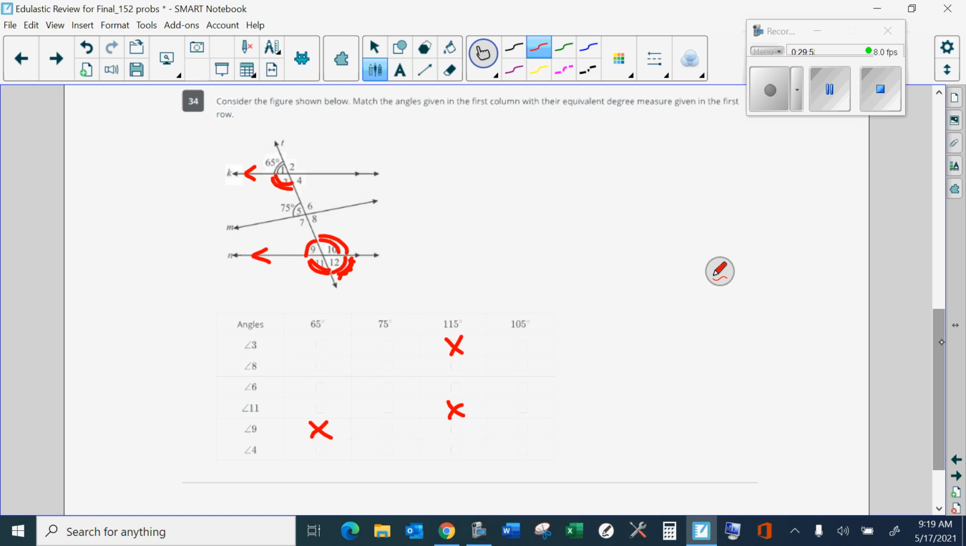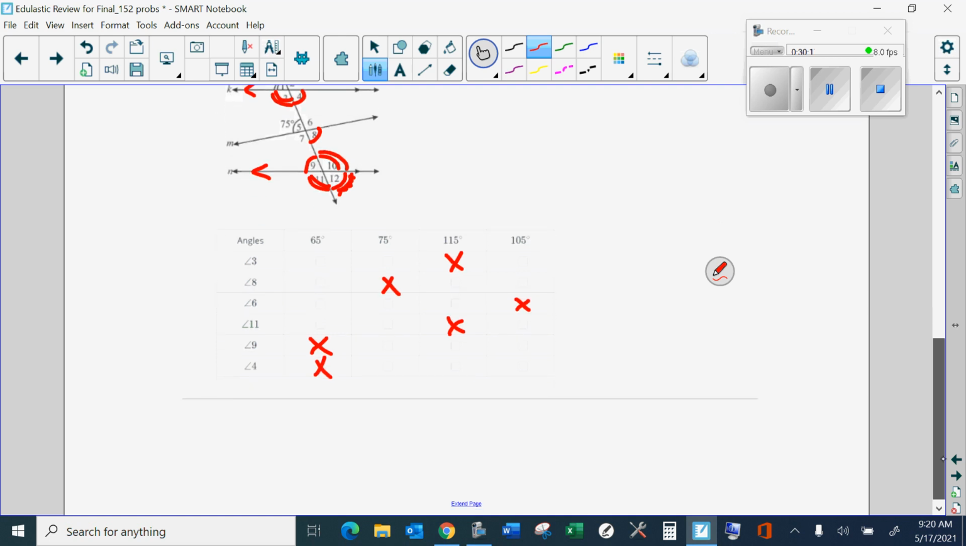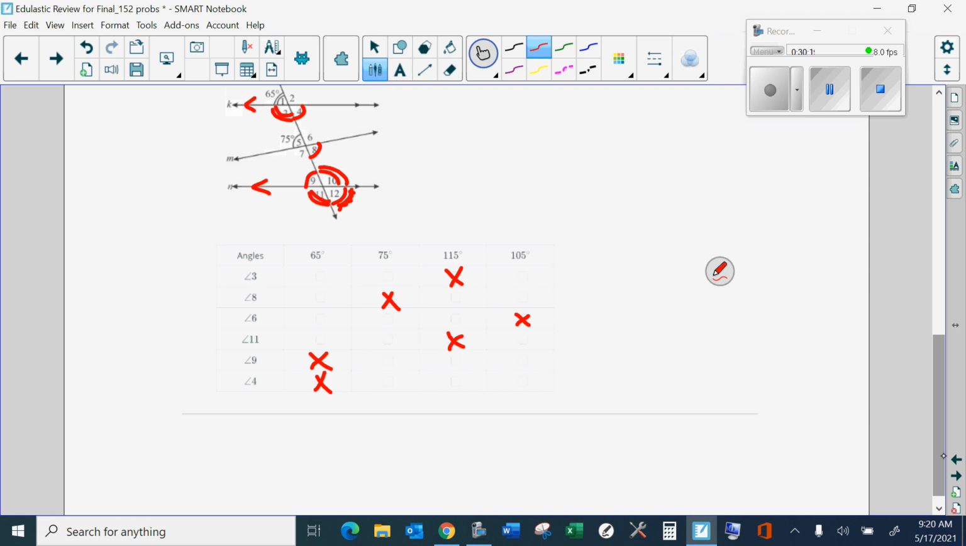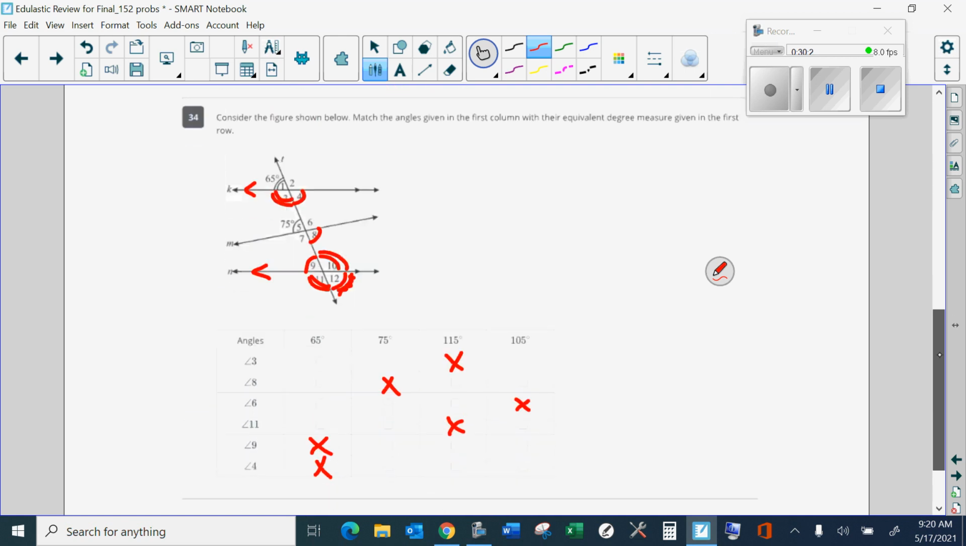So angle 8, that's a vertical angle, so it's 75. What else are we looking for? Angle 6, that's a linear pair, so that's 105. And angle 4, that's a vertical angle, so that's 65. All right, so we'll stop there, and that's problems 1 through 34.